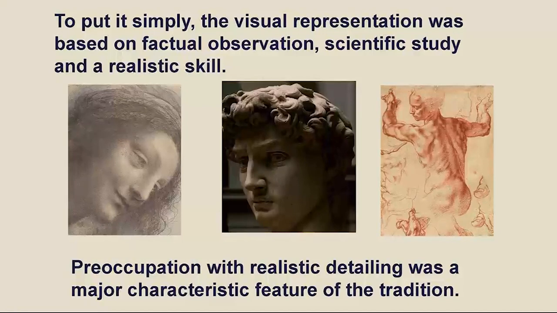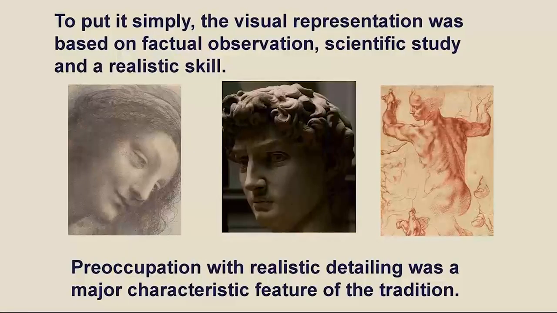So, to put it simply, the visual representation was based on factual observation. Factual observation is something that all visual artists do, no matter what. Whether he is an abstract painter, a realistic painter, a conceptual artist, everybody observes. But it does not necessarily mean, as far as modern art is concerned, that you have to replicate your observation in your art. So this is what traditional Western artists would do. They would observe to replicate their observations in their art. So factual observation, along with scientific study and realistic skill.